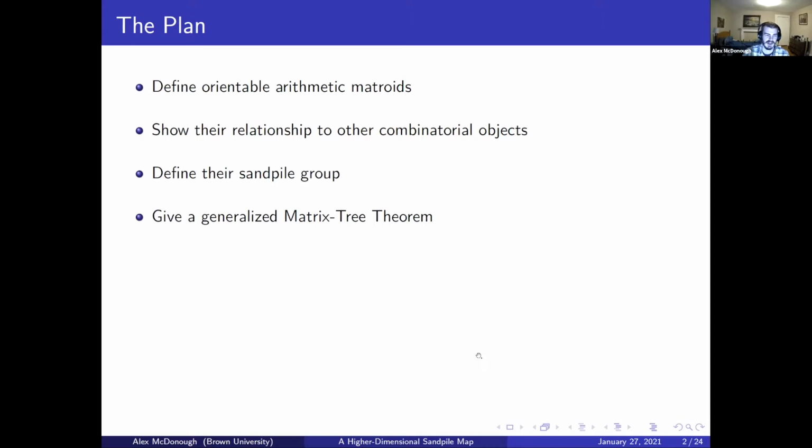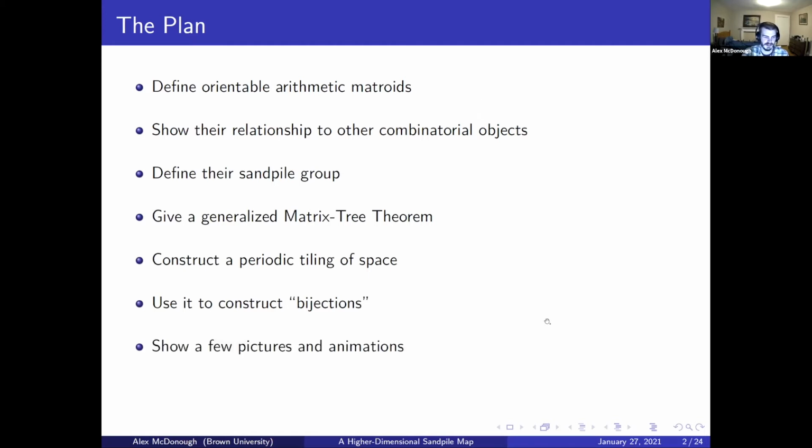I'm going to give a generalized Matrix-Tree Theorem. I talked about this briefly in the pre-talk, but this tells you that the size of the Sandpile group of a graph is the number of spanning trees. And we can generalize this to orientable arithmetic matroids in some way. I'm going to construct a periodic tiling of space. Why am I doing that? Well, I'm going to use it to construct bijections. I have that in quotation marks because they're not bijections. I'm going to show a few pictures and animations that I hope you'll like.